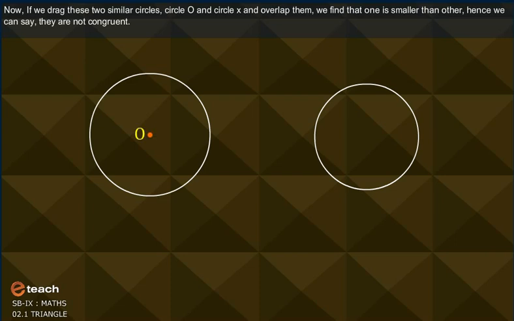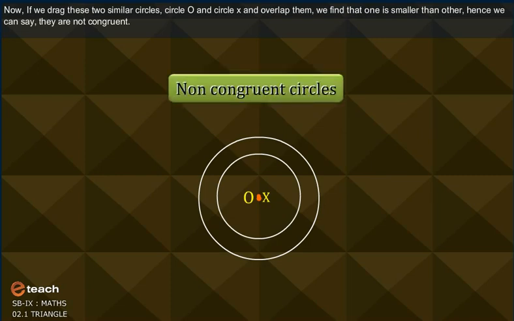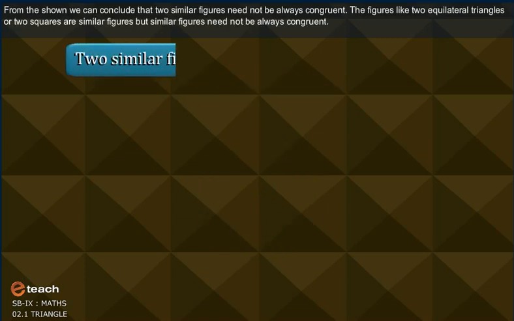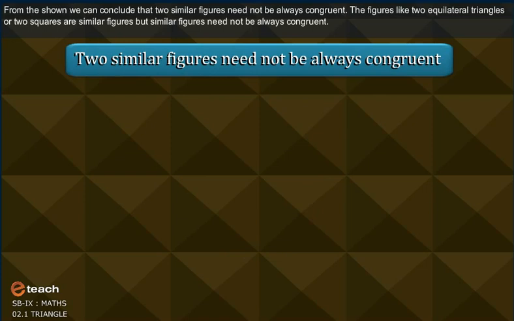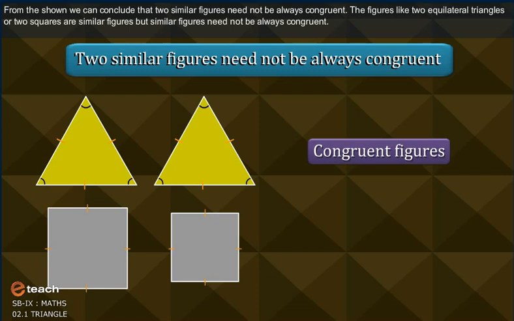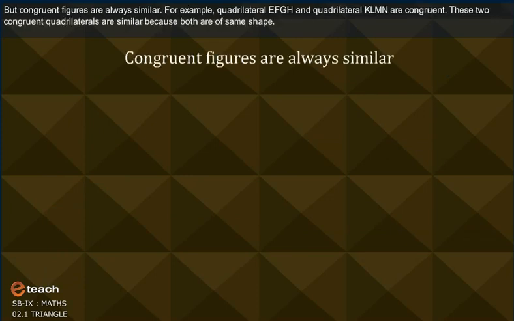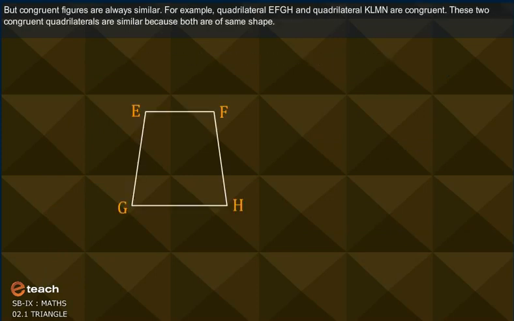Now, if we drag these two similar circles, circle O and circle X, and overlap them, we find that one is smaller than other. Hence, we can say they are not congruent. From this, we can conclude that two similar figures need not always be congruent. Figures like two equilateral triangles or two squares are similar, but similar figures need not be always congruent. But congruent figures are always similar.